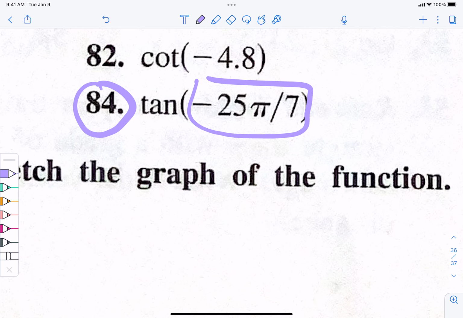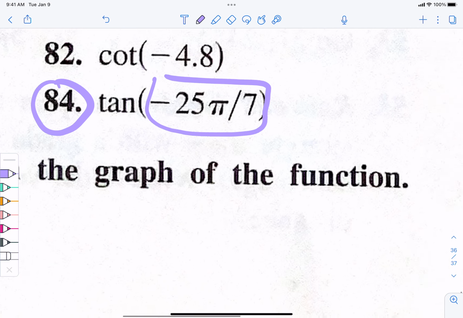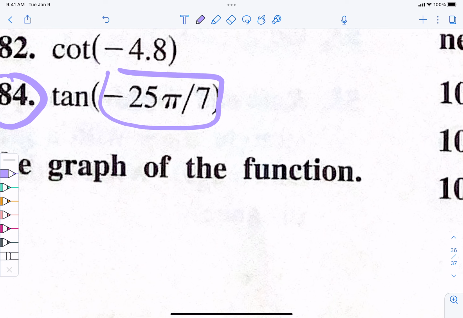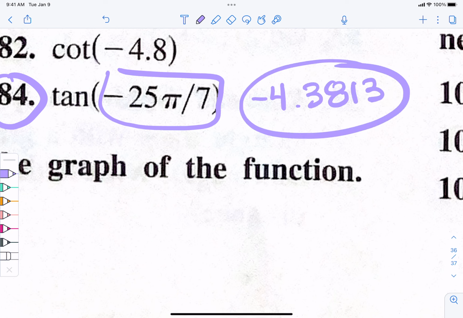Tangent 25. Where's my pi? I can't find my pi button. Oh, there it is. Pi divided by 7. Whoa. 4 decimal places. Negative 4.3813. There you go. Yep, it has to be in radians because the only thing you have to worry about is being in radians versus degrees.